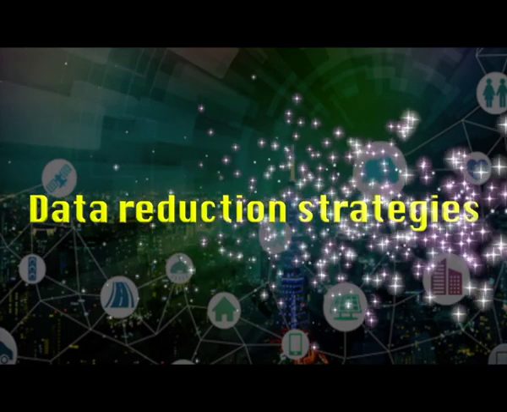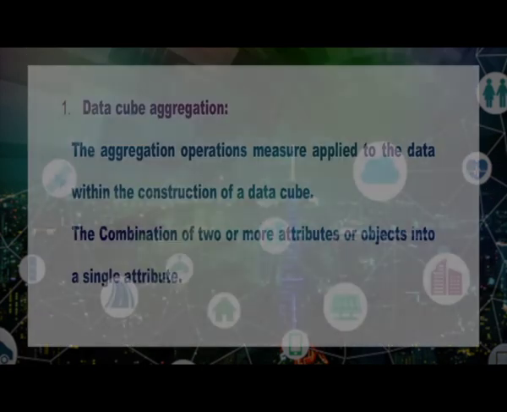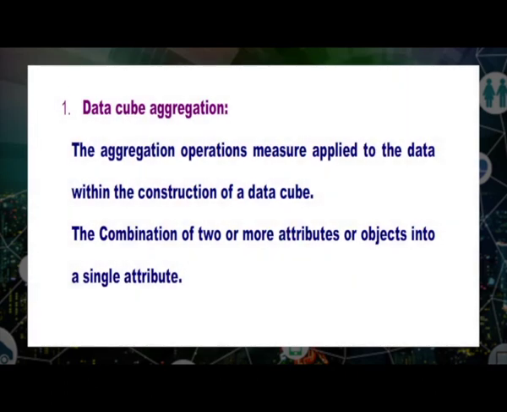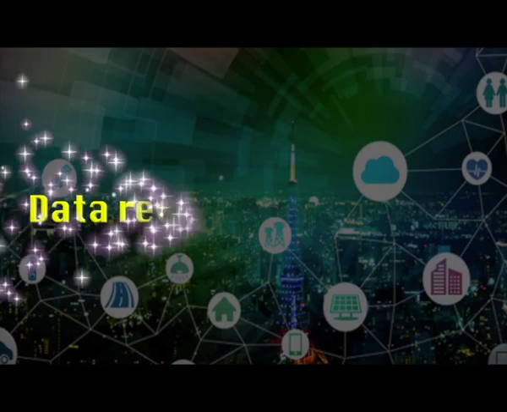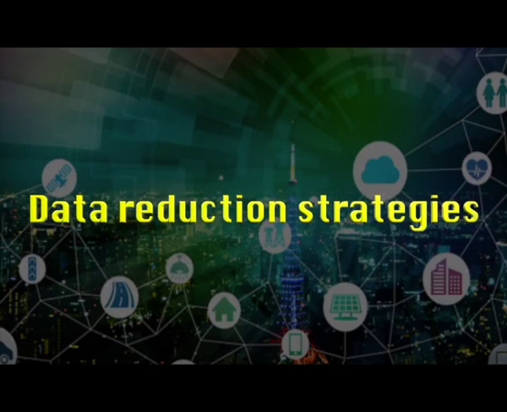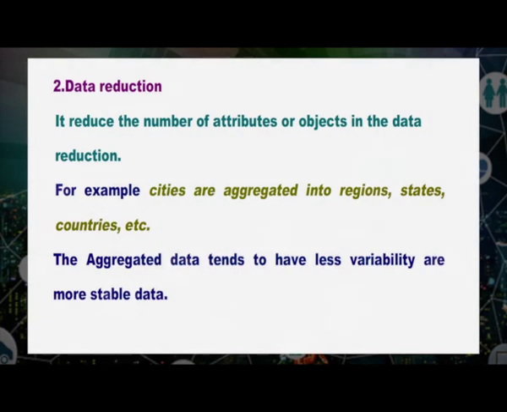The first strategy is data cube aggregation. Aggregation operations are applied to the data in the construction of a data cube. It is the combination of two or more attributes or objects into a single attribute. The main purpose is data reduction. It reduces the number of attributes or objects in the data. For example, cities are aggregated into regions, states, countries, etc. The aggregated data tends to have less variability, or more stable data.